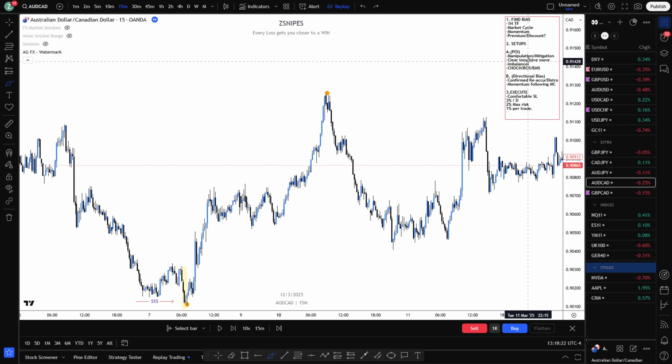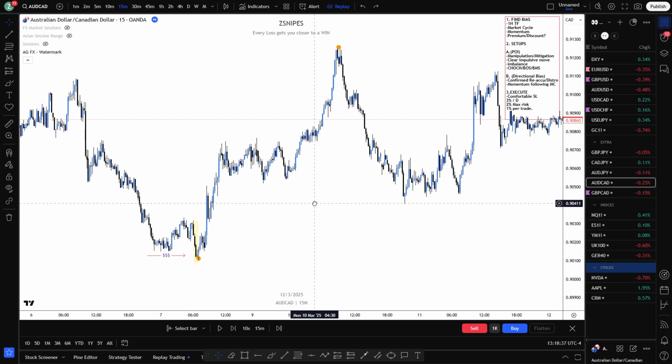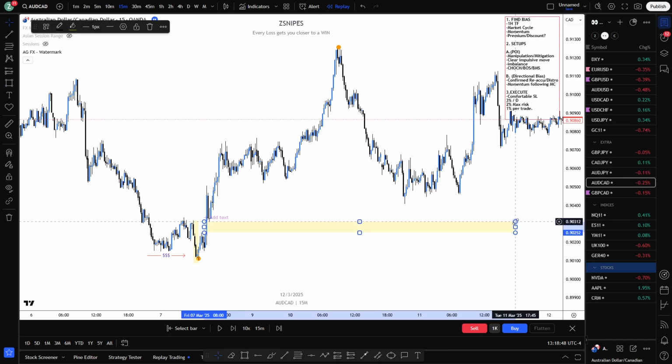It doesn't matter. I'm pretty sure you guys have heard about imbalance by now, from ICT or whoever your mentor is, whoever you're learning it from. Fair value gap, imbalance, inefficiency. It's all the same thing. But this is another thing that we'd like to see, is a fair value gap, an imbalance. What that tells us is that we have a high chance that the market wants to come back to fill this imbalance right here, this fair value gap.